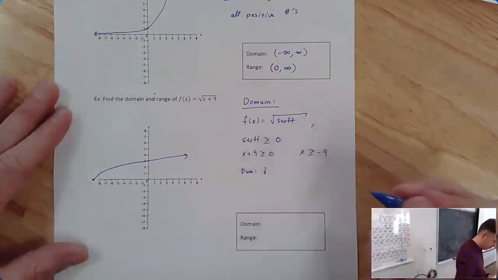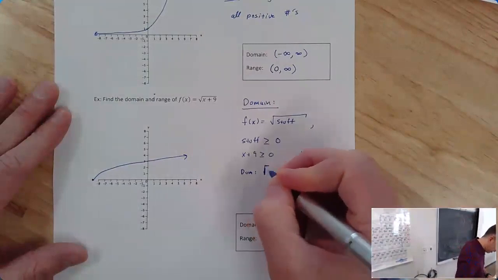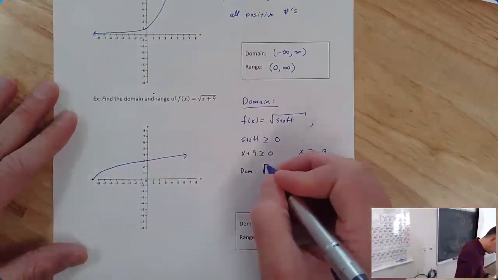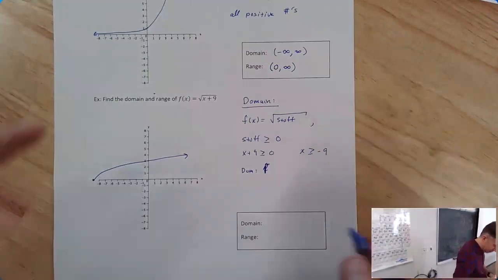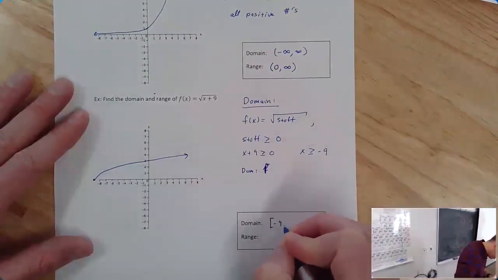So domain, I'm writing the wrong thing here, that's fine. Domain, I should write down here. I should just do the thing. -9 to infinity.